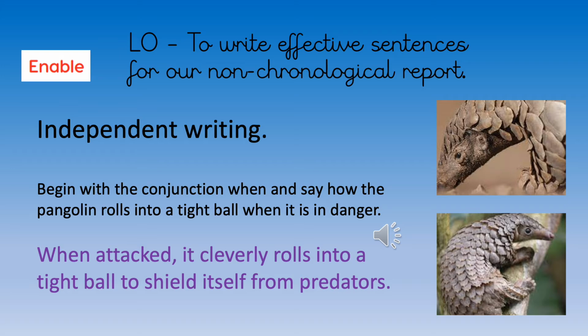Now it's your independent writing time. You're going to write the sentence in your book, continued on from yesterday's paragraph. It is still the same paragraph. Begin with the conjunction when, and say how the pangolin rolls into a tight ball when it is in danger. So just look at the example, the modelled piece that I've done on the board. When attacked, it cleverly rolls into a tight ball to shield itself from predators.